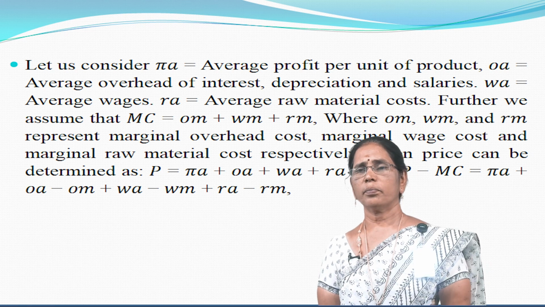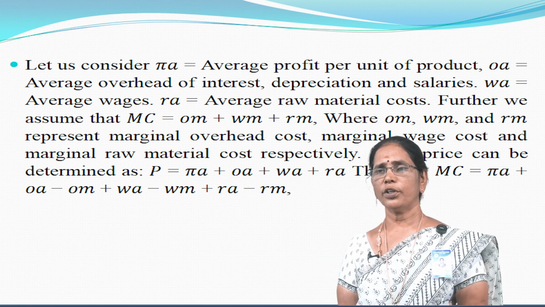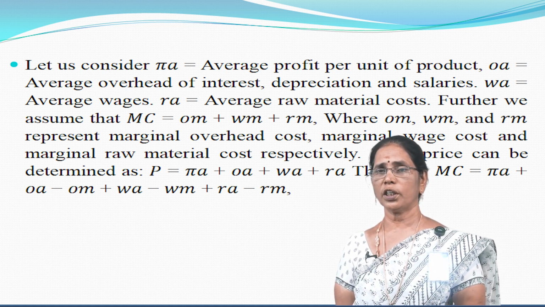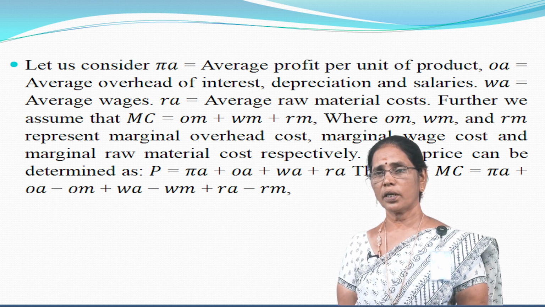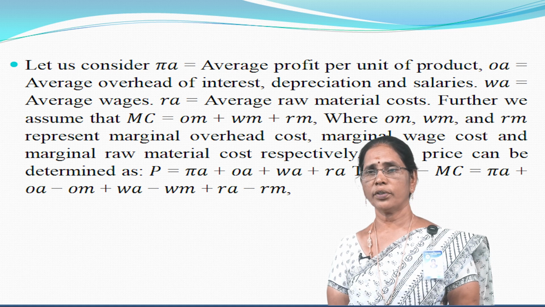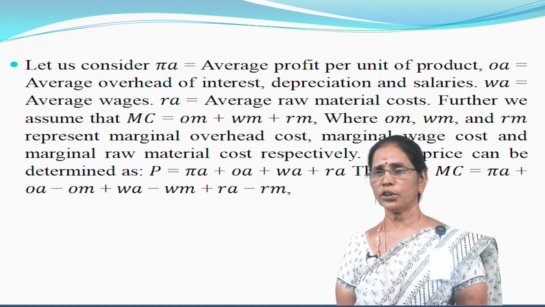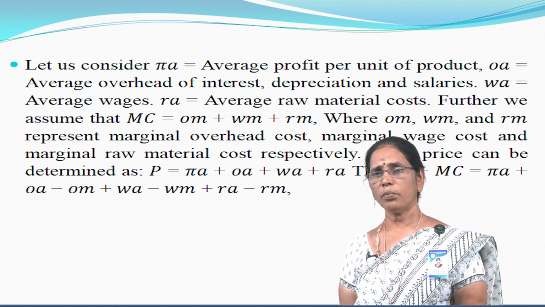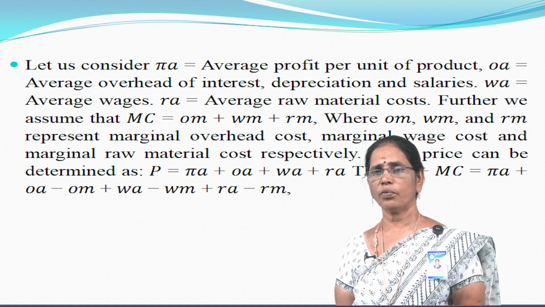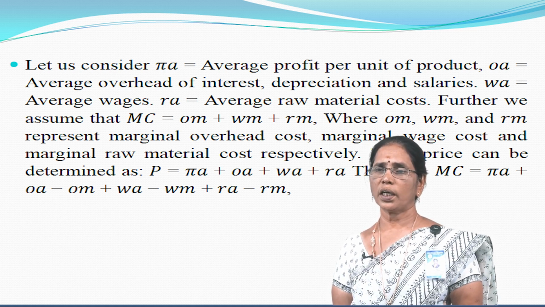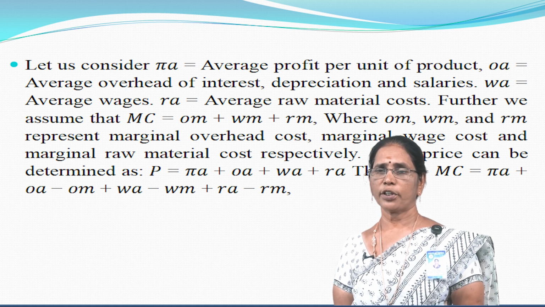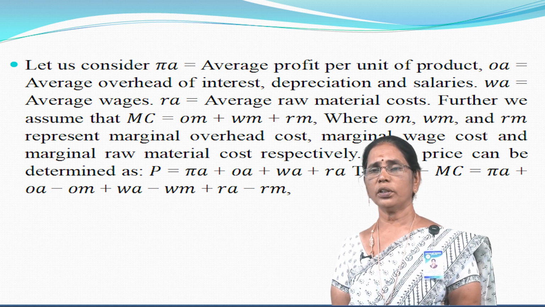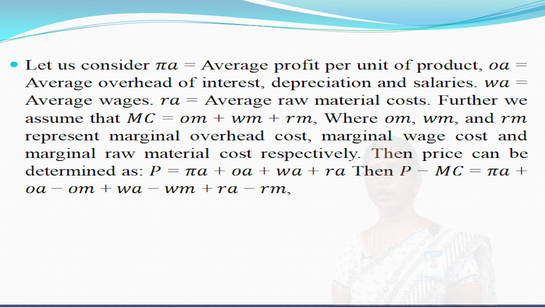Let us consider PA, which is equal to average profit per unit of product. OA is equal to average overhead of interest, depreciation and salaries, WA is equal to average wage, and RA is equal to average raw materials cost. Further, we assume that MC is equal to OM plus WM plus RM, where OM, WM and RM represent marginal overhead cost, marginal wage cost and marginal raw material cost respectively.